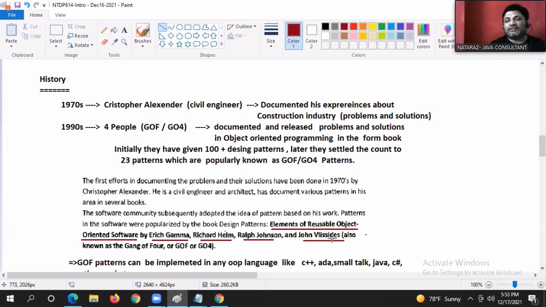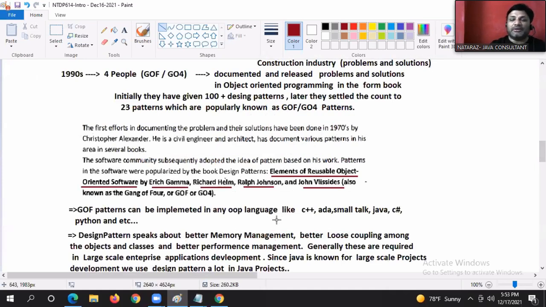But generally these patterns are used very much in standalone application development. Moreover, these patterns can be implemented in any object-oriented programming language, not only Java. But they are popular in Java because Java is known for large-scale projects. In large-scale projects, more problems, more memory issues and more performance issues will be there. In order to get rid of those issues, design patterns are popularly used in Java. It does not mean the Gang of Four patterns must be implemented only in Java; they can be implemented in any object-oriented programming language.